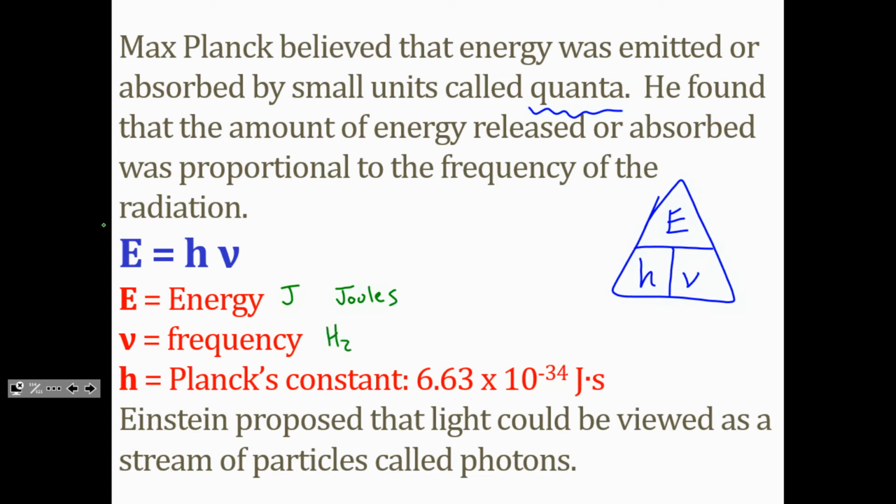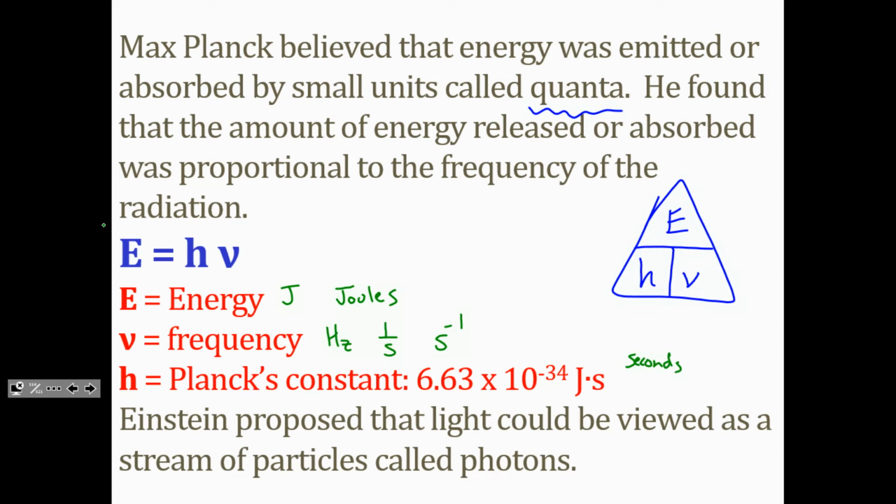Frequency, we saw in the previous equation when light was behaving like a wave, and that was hertz, or 1/s, or seconds inverse. Planck's constant is kind of a funky number, but it's just a number, 6.63 times 10 to the negative 34. That's a very small number. And that's joules times seconds.